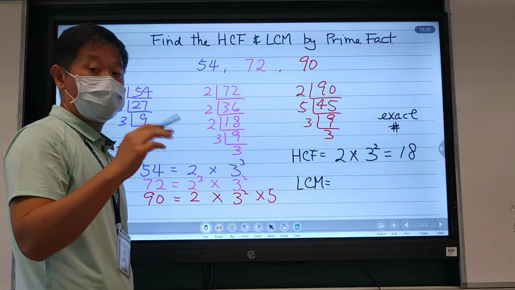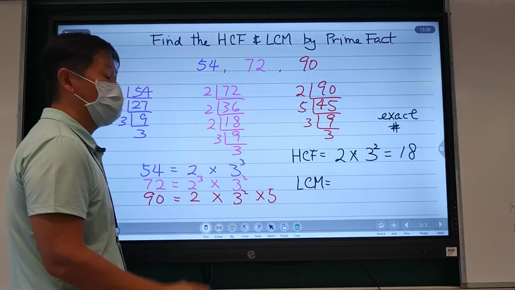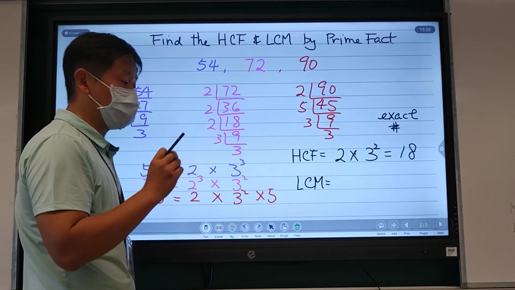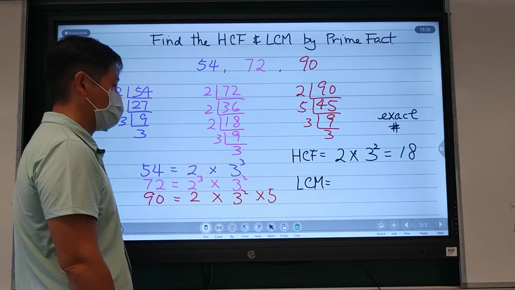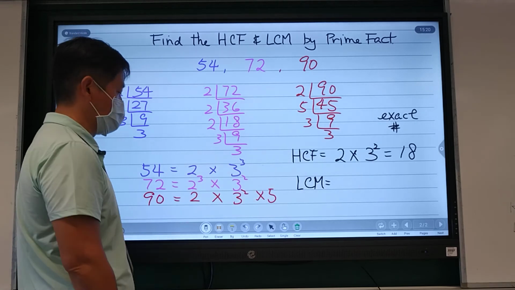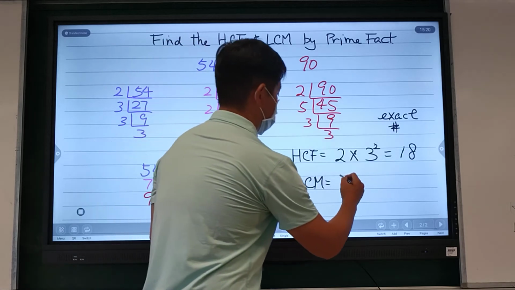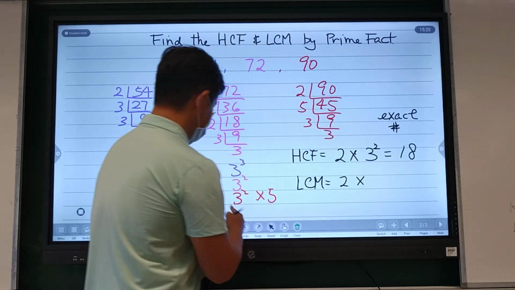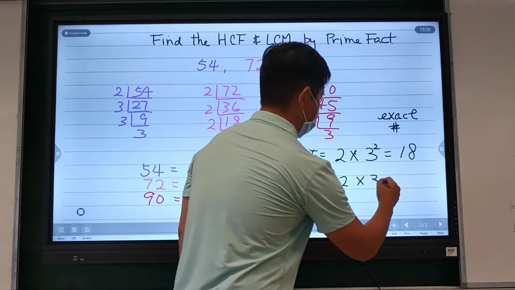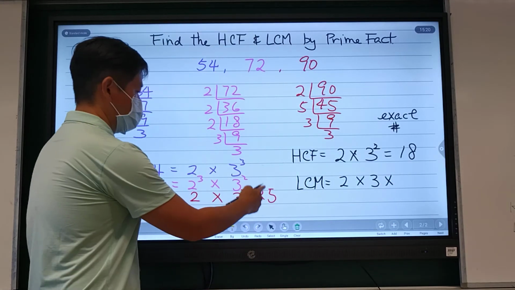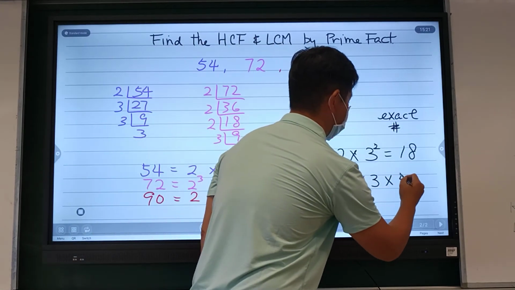LCM, remember back to the definition, look in your book. It is the greatest power of each prime factor, okay? Greatest power of each one. So 2 times 3 times also a 5, okay?